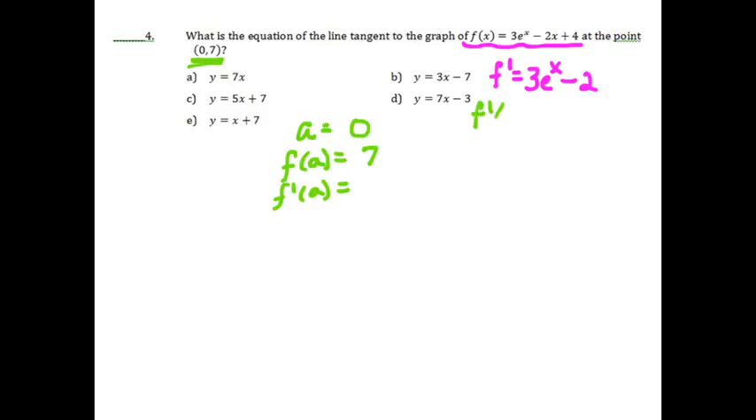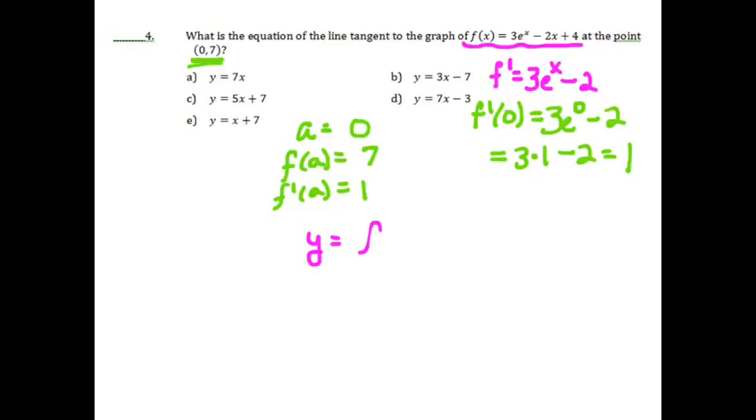So I'm going to come over here to my derivative. F prime of 0 is 3 times e to the 0 minus 2, which is 3 times 1. E to the 0 is 1, minus 2. And 3 minus 2 equals 1. So f prime of a is 1, and I have everything that I need to write the equation of the tangent line.